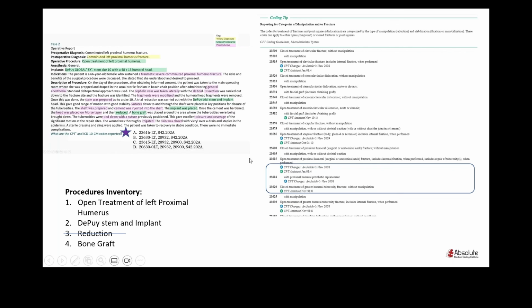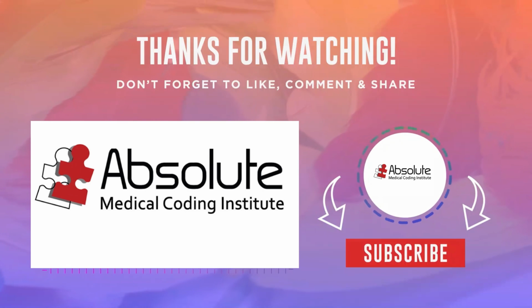So with that given, option B, option C, and option D are all coding for graft. And as I said, we won't be coding the graft separately in the scenario. And the correct answer is going to be option A, 23616 with S42.202A.